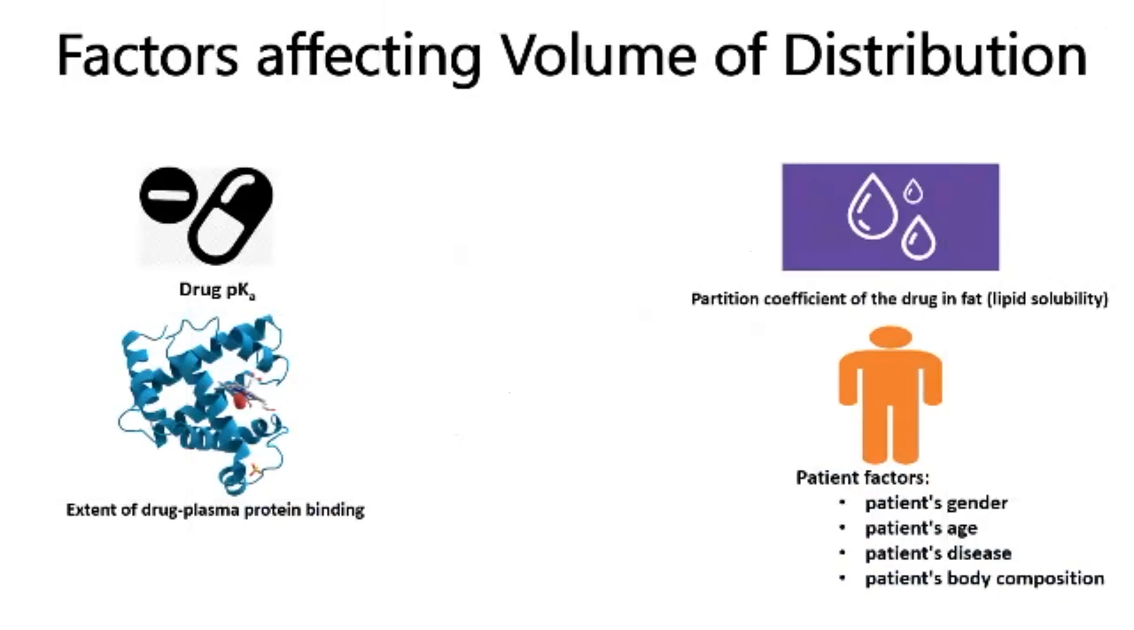Factors affecting drug distribution are: one, the pKa of the drug; the extent of drug plasma protein binding; the partition coefficient of the drug in fat; and patient factors: their gender, their age, disease states, and patient body composition. Spoke to patient body composition, spoke to disease state. If your liver is not functioning properly, then it might not produce enough albumin. If the drug was binding to albumin in the first place, it will now become extensively distributed. Therefore, you're going to have the concentration of drug increasing.